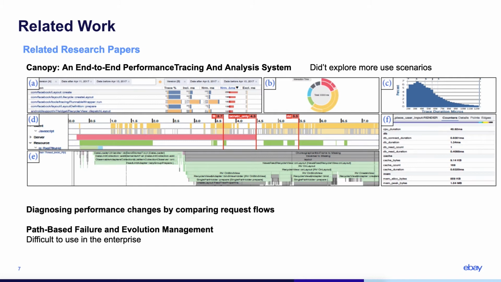The second paper proposes a new approach used to compare trace-based request flows to find performance problems caused by changes. And the third paper proposed a method of failure management and evolution based on the path, which shows that the path can be used to narrow down the scope of fault diagnosis. The methods of the latter two works are very thoughtful, but are not related or are very difficult to implement at a large scale or for a large-scale trace system.